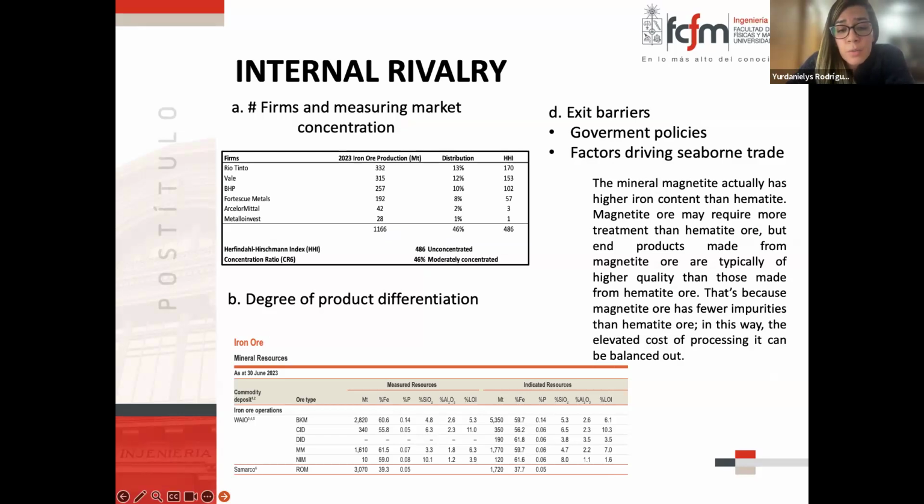About the degree of product differentiation, hematite is the type of iron ore deposit in WAIO. From those 5 locations, the result is a blend to create high-grade hematite, lump, and fines products. According to exit barriers, the threat is according to government policies and factors driving seaborne trade.